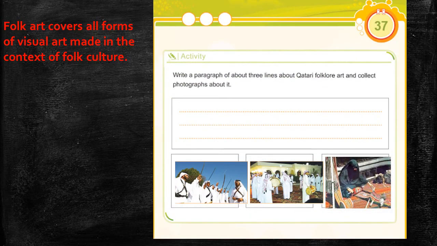So, on page 37, there is a question in your book that says that you need to write a paragraph about 3 lines. That's the minimum. So, a paragraph can be 3 to 5 lines or more. Well, usually 3 to 5 lines would suffice. And we need to write about Qatari folklore art and collect photographs, do some research work, that is to say. So what are we going to do?